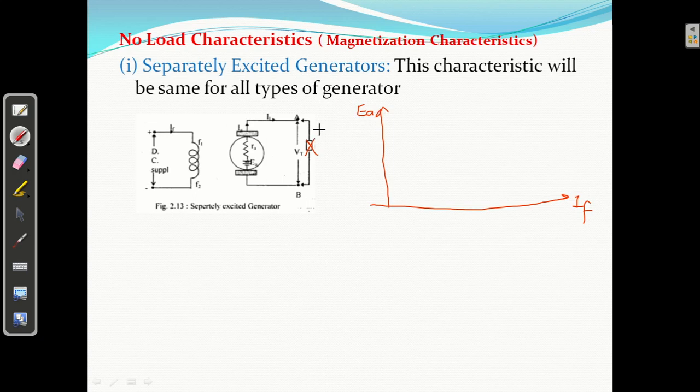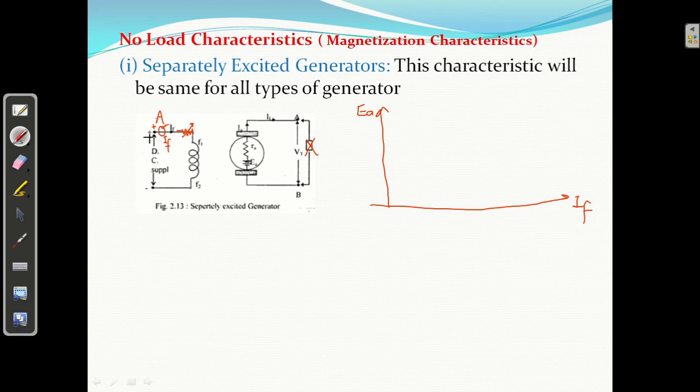So how to perform this experiment? Let us take a separately excited generator, field winding. This is the F1 connected to DC supply and F2 connected with a negative supply. And if you want, you can connect the resistance here to adjust the field current. And if you want, you can connect the ammeter, right, plus minus. This will measure the field current IF.